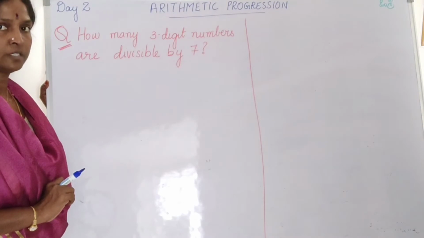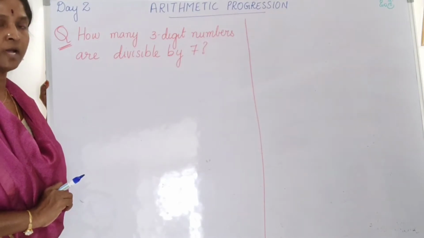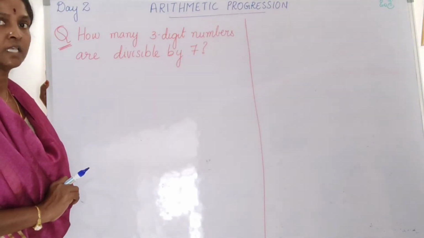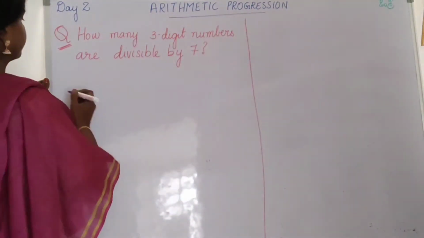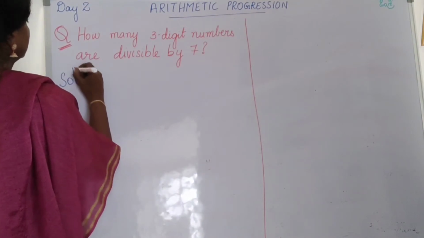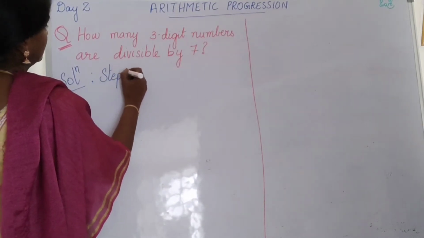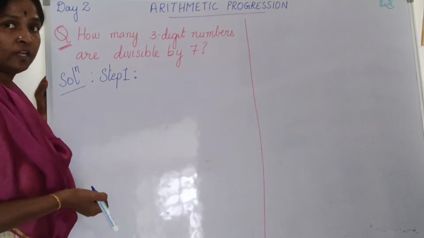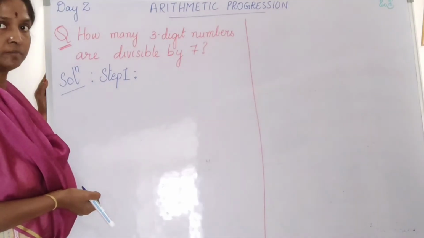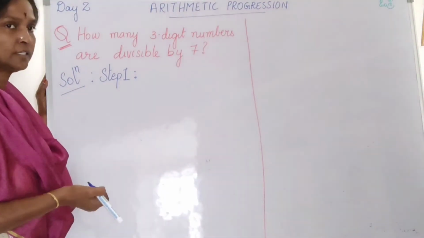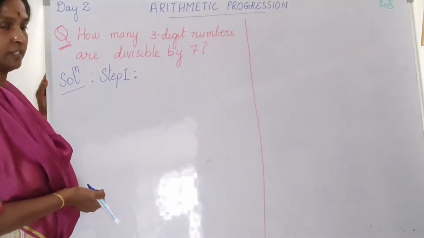Whenever you try to solve a problem or to find a solution, you need to identify the data that is given in the problem. So here for the solution, step 1 will always be identifying the data given in the problem. Okay, so here the data that is given is the numbers are multiples of 7.